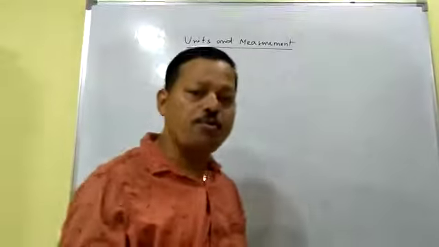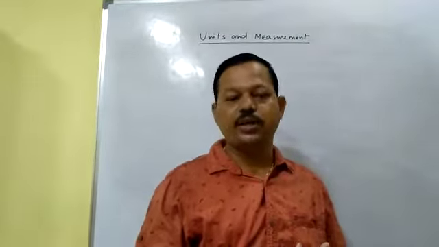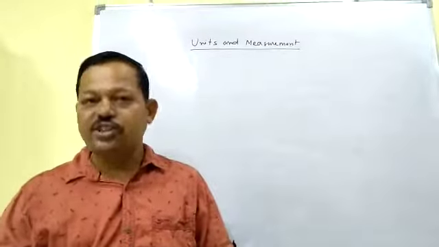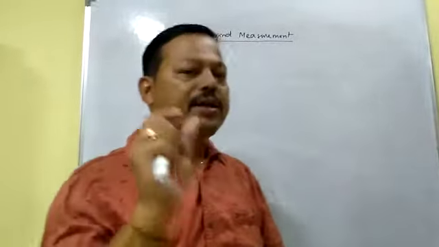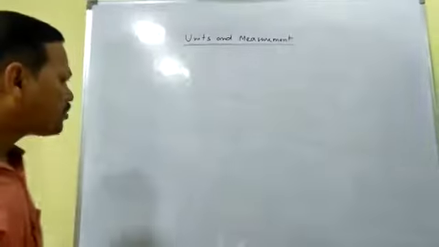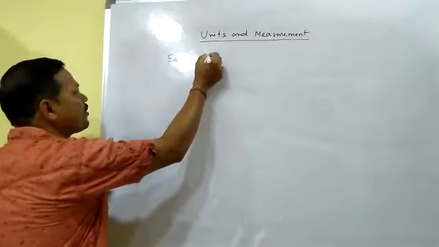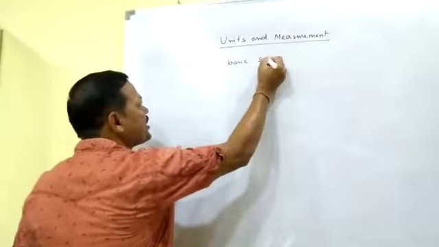Do you know what is the full form of SI? SI means System of International Units. I mean, all over the world, these units are used. So mainly the SI units are important. Now there are 7 basic SI units which are very important.